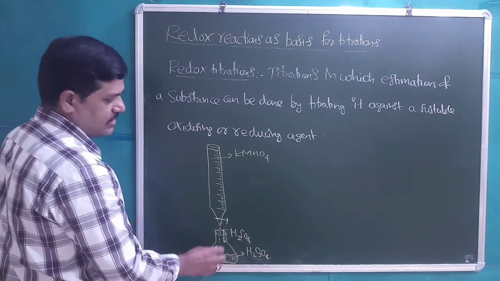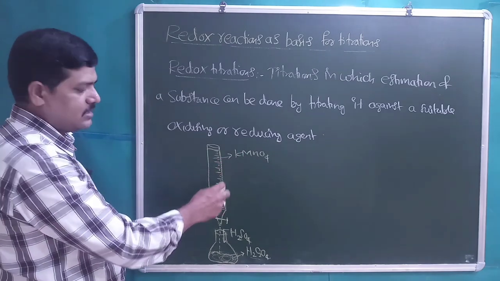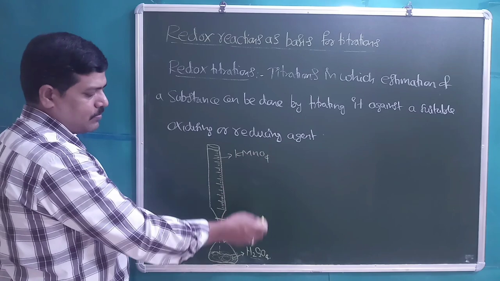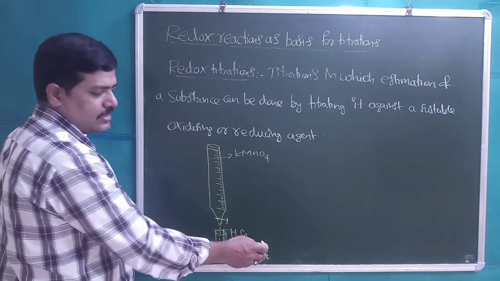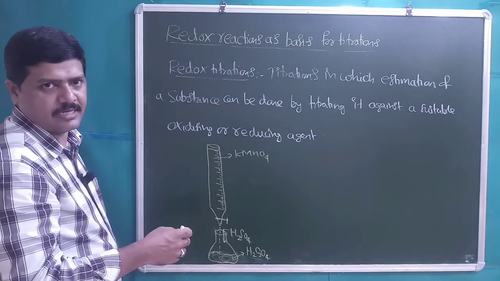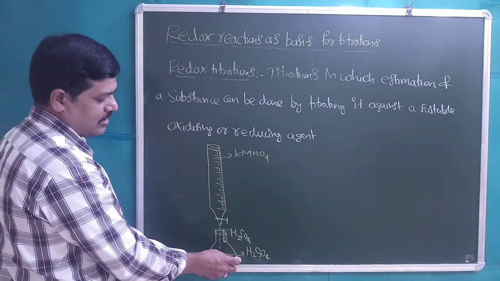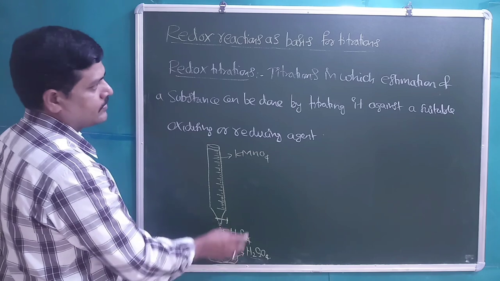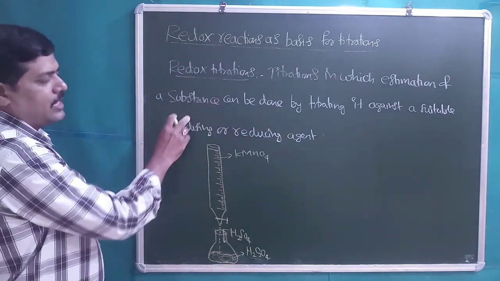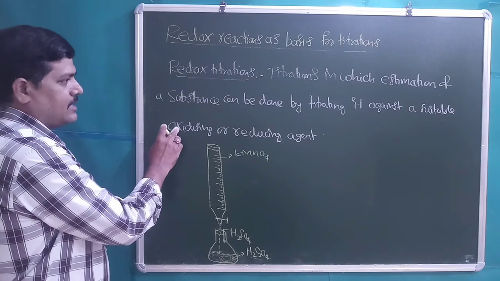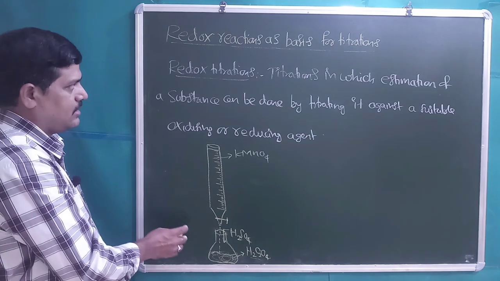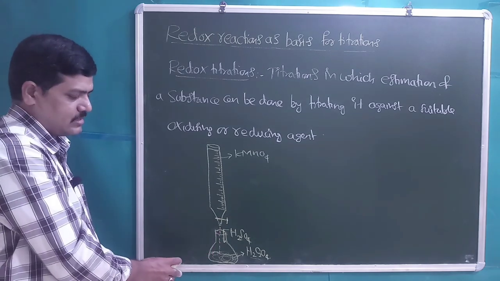Estimation of H2C2O4 is done by using a suitable oxidizing agent, or if you want to estimate potassium permanganate, then we can use H2C2O4 or another suitable reducing agent. Those titrations in which estimation of a substance can be done by titrating it against a suitable oxidizing or reducing agent are called redox titrations.